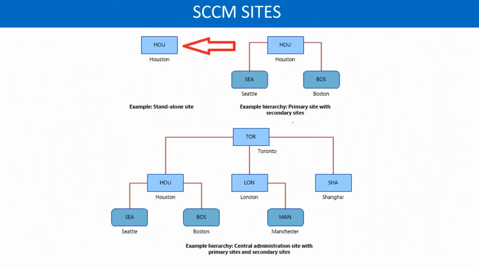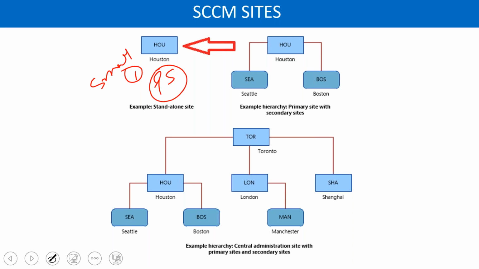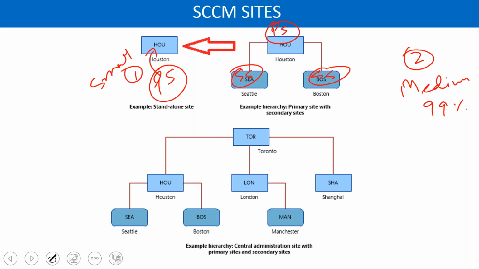Now, there are three architectures in SCCM. First is for a small size company. Suppose you don't have any branch office, only one location, then you go with only one primary site server. If you have medium sized companies, 99% you will find this kind of architecture deployed in companies. So primary plus secondary: secondary in branch office and primary in headquarter.